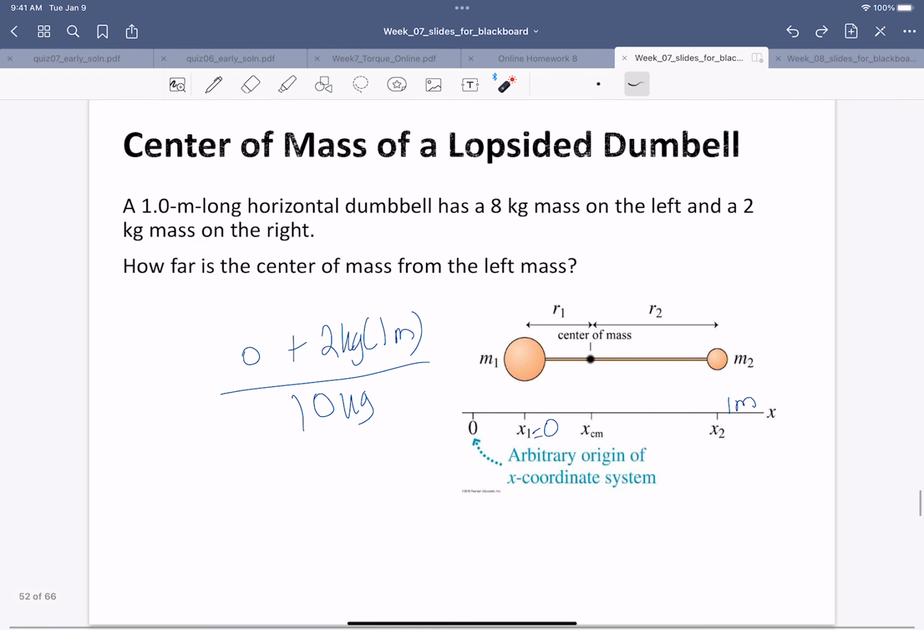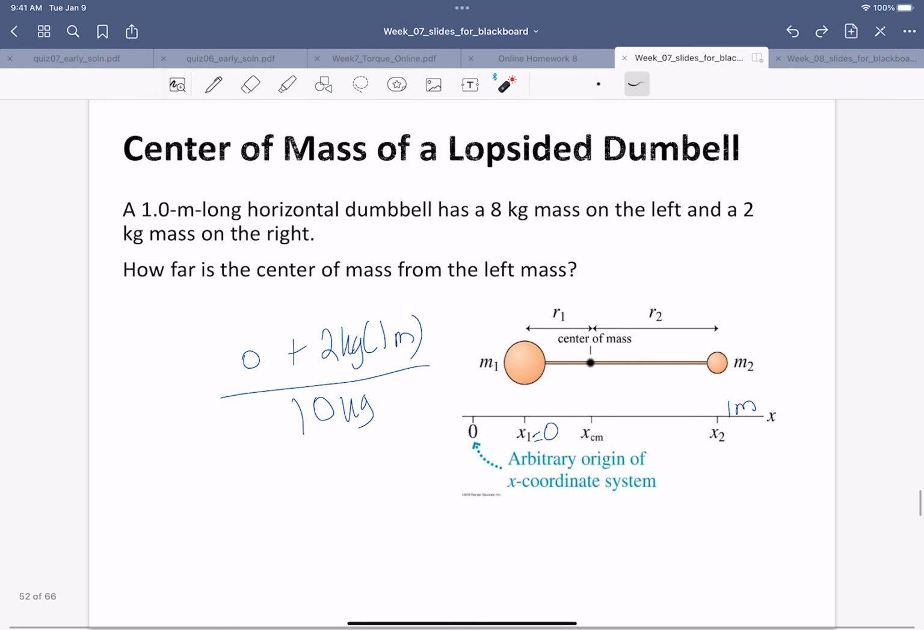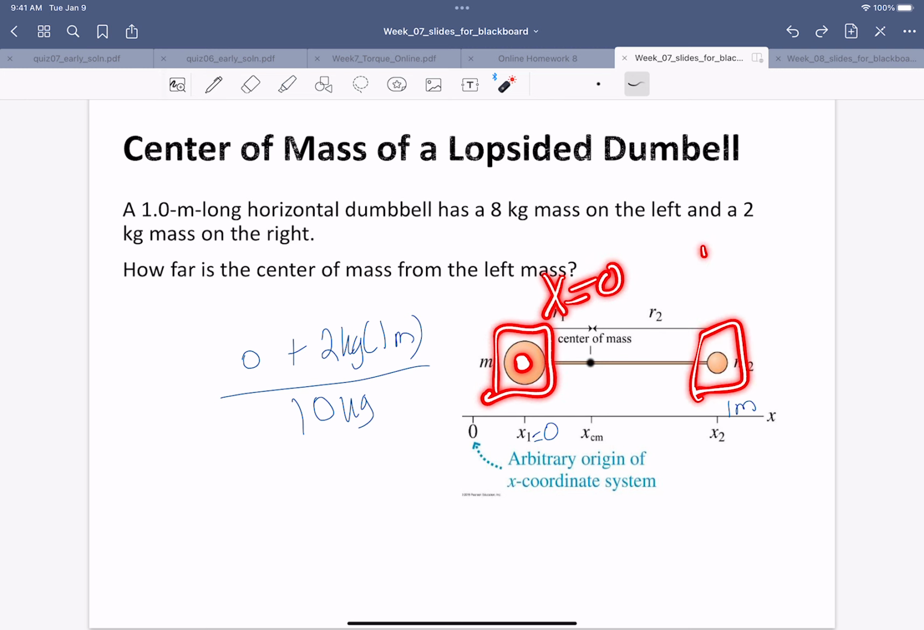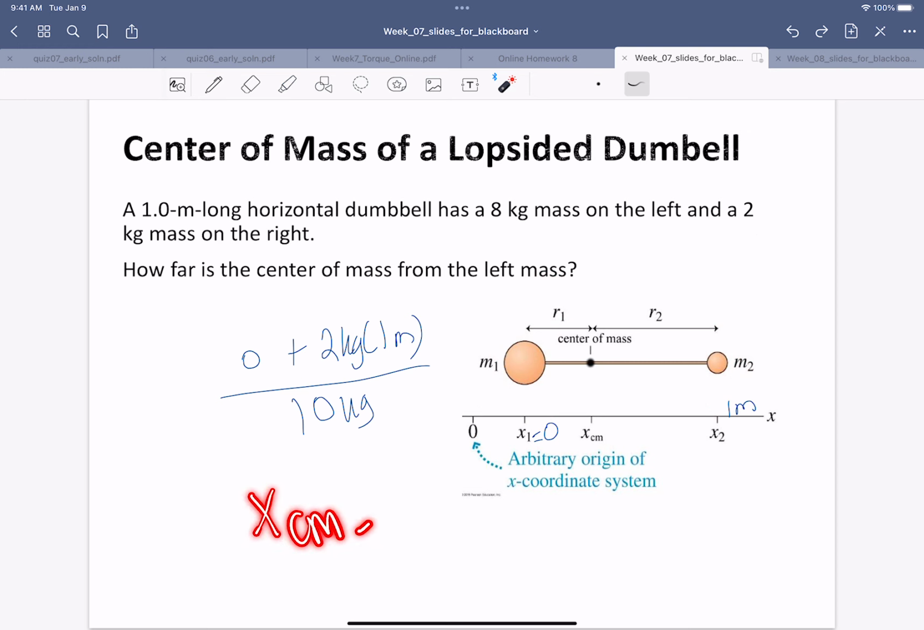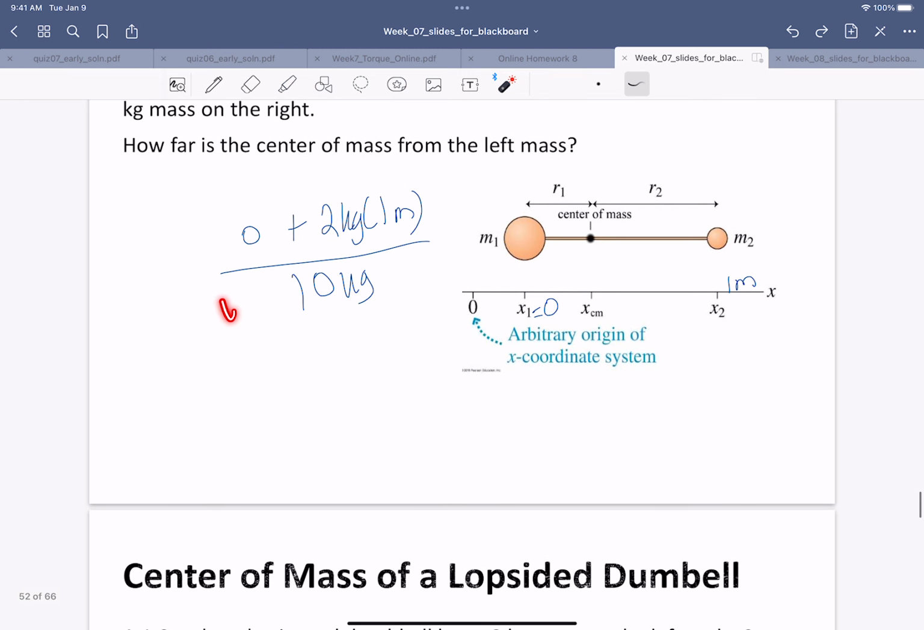So basically, if you have, for example, a 1 meter long dumbbell, so this whole thing is 1 meter, and I make this my pivot, then my x distance for this mass is 0, but the x distance for this mass is 1 meter. It's the whole dumbbell length. Now, if I were doing the center of mass for that one, it'd literally just be what you see here.